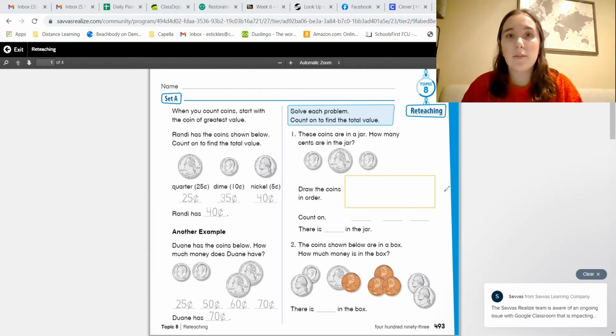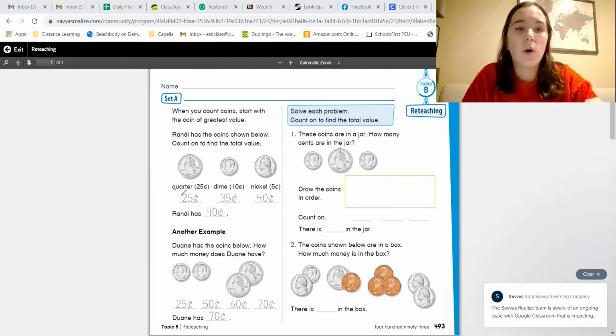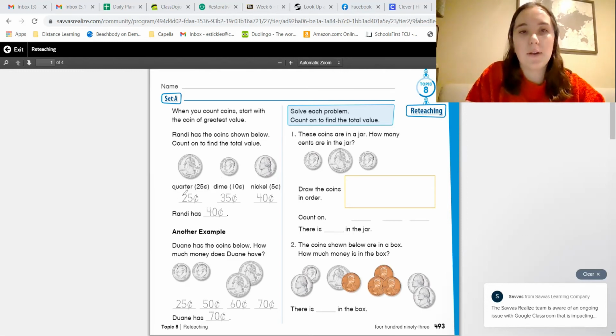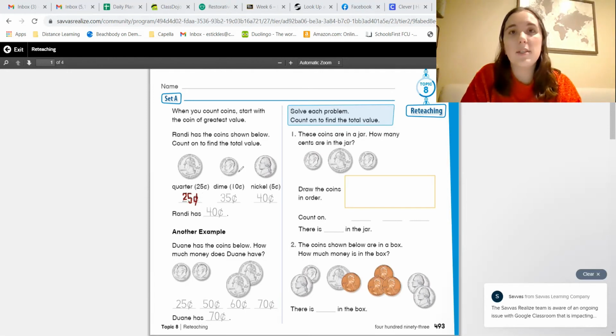And so when you're adding up the values to find your total amount of money with coins, you want to start with the biggest coin, the one that's worth the most. So it says Randy has the coins shown below, count on to find the value. So remember what we do is we put them in order and then we count on. So the quarter that he has here is worth 25 cents. And don't forget, you have to put that cent symbol, the little C with the line through it, okay? And then if we add 1 dime, which is 10 cents, we would go from 25 cents to 35 cents.